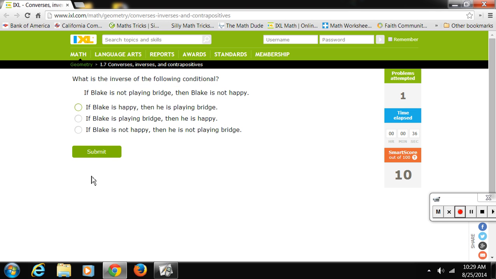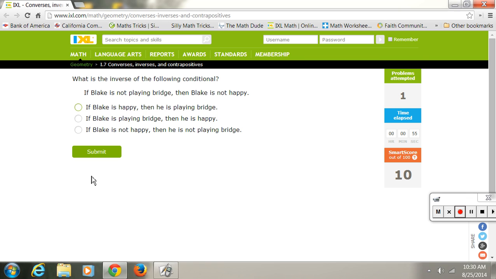It was right. What is the inverse of the following conditional? If Blake is not playing bridge, then Blake is not happy. Read it over. We'll take a vote here in a second on what you think is the inverse. So read it over, and we'll see if we can take a vote for a minute on what you think is the right answer there.